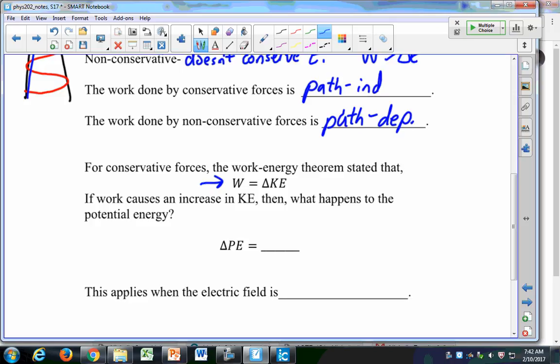So we'll use this idea that the change in potential energy is equal to the negative of the work as an object moves from one position to another. The negative isn't really that big of a deal when we get into the nuts and bolts of things, but you'll see this negative, and I just want you to know that that's sort of where it comes from. When I have a change in potential energy, that's seen as the negative of the work. And this will always apply when the electric field is constant.